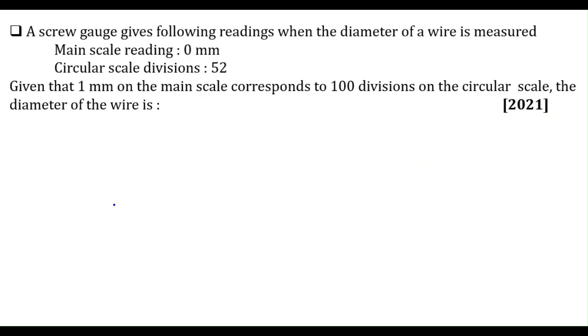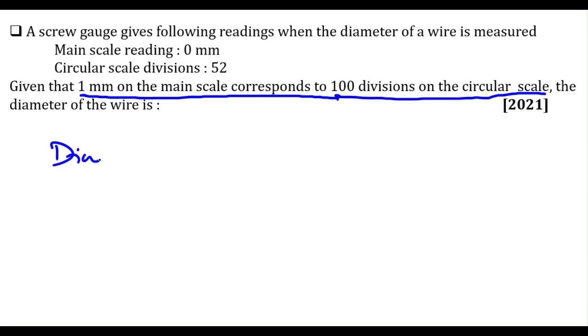Is next. Yes, this is from 2021 paper. Okay. One more question from screw gauge. We can apply the concept we have just discussed. And here what is happening? Screw gauge has, screw gauge has how many divisions? 100 divisions on circular scale and 1 millimeter on main scale. Okay, we have discussed the same type of screw gauge already before. So now we have to check what is the diameter. So diameter will be, excuse my writing, but you should know this is diameter.